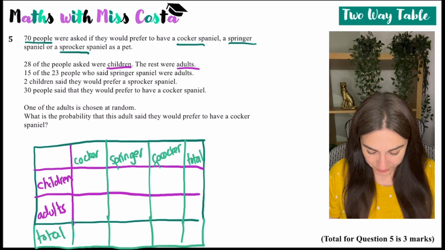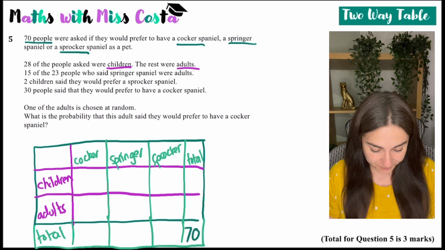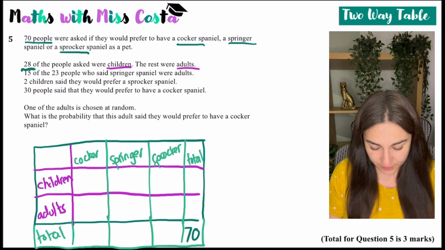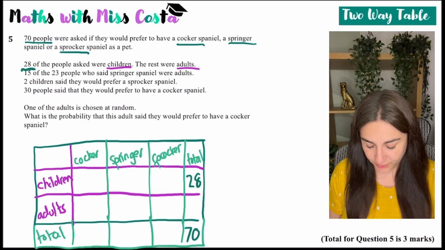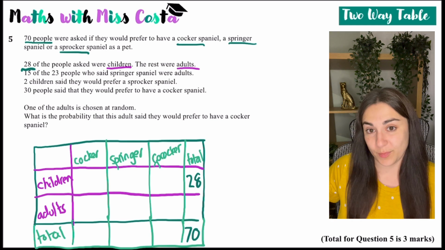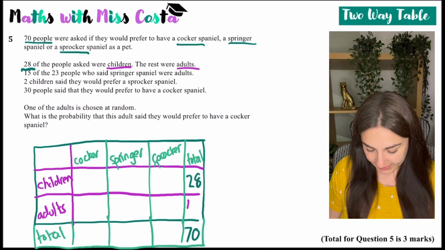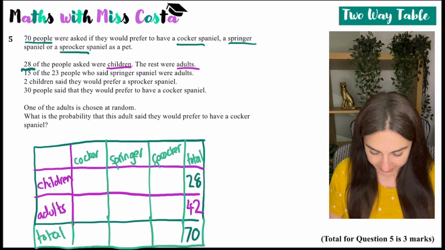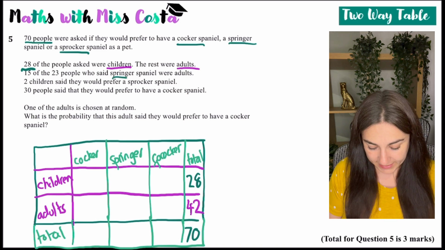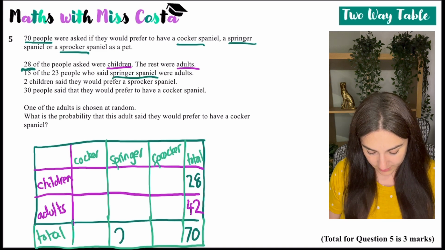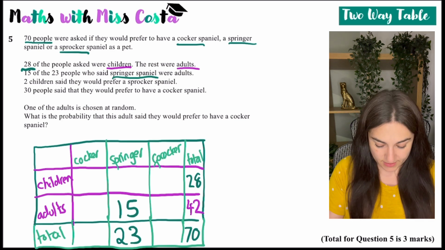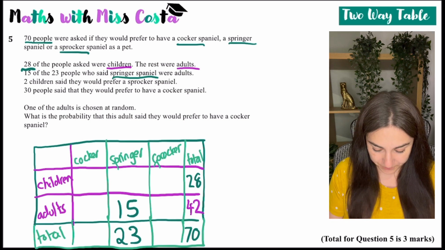So 70 people were asked. You know that your total is going to be 70. You're then told that 28 of the people asked were children, so you know that there's 28 children. Now, with the information you've been given, you can figure out how many adults there must be. So 70 take away 28 is 42, because the children and the adults must add up to 70. You're then told that 15 of the 23 people who said Springer Spaniel were adults. So 15 plus something must add up to 23. So 23 take 15 leaves you with 8.